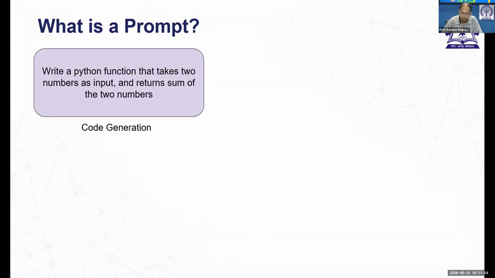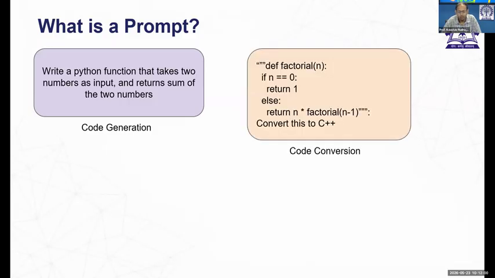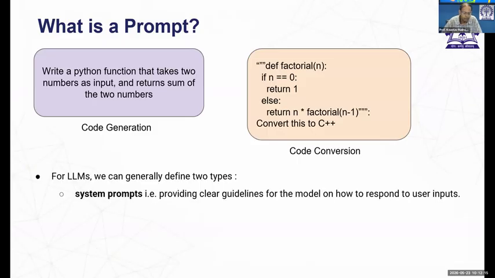You can also ask for code generation, like "Write a Python function that takes two numbers as input and returns the sum of the two numbers." You can also ask for code conversion, where you provide code in Python and ask to convert this particular code to C or C++. So these are a couple of examples, but all these possible cases are applicable when we are defining the prompt. Now for LLMs, we can generally define two types of prompt.